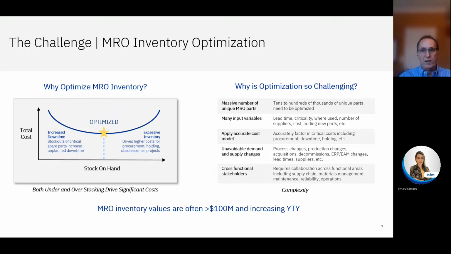And it's challenging too, because if you think about it, there's tens and hundreds of thousands of actual unique parts in your inventory. Each one of those parts has unique variables: lead time, cost, the type of information that you'll collect on it, the criticality, new parts. So what cost models do you apply to accurately track your inventory? That's a big problem. And times change, as we know with COVID.